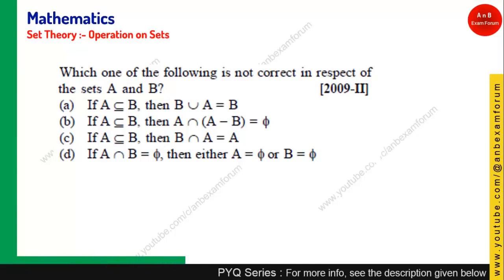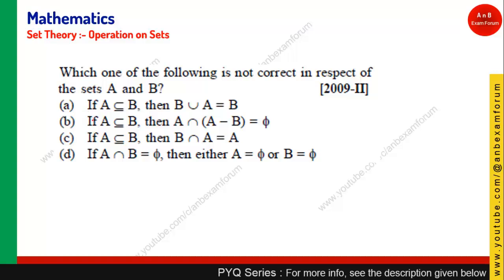Which of the following sets is not correct with respect to set A and B? As I told you, whenever you have such a question where you need to check every option, always begin with the last option, D. So let's begin with option D. A intersection B is 5. So we have two sets A and B, and A intersection B is 5.